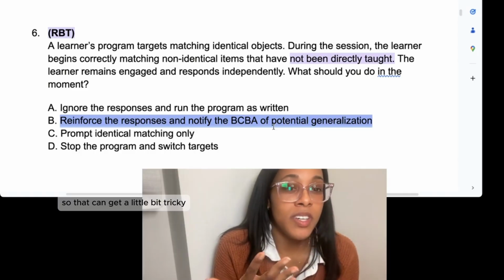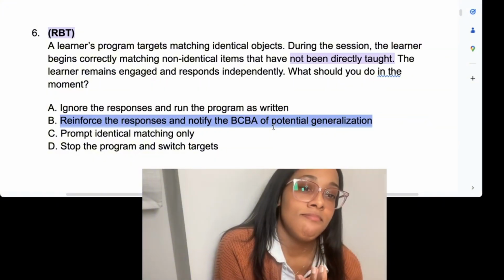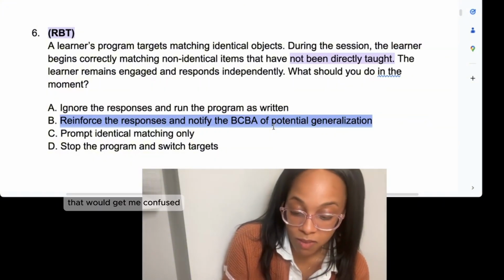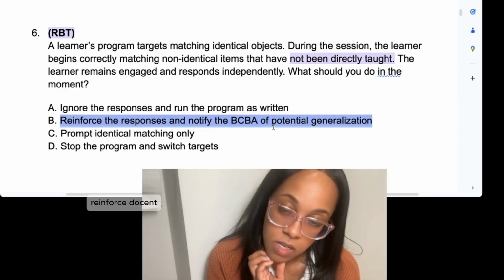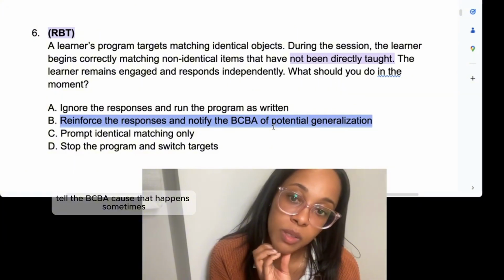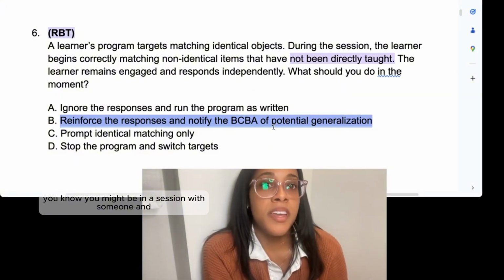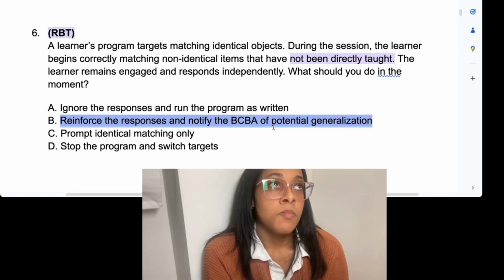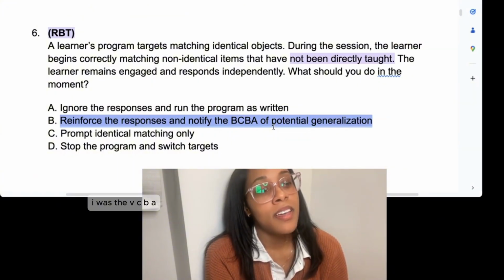So that can get a little bit tricky. Even for me, thinking about that as a BCBA, I'm like, that would get me confused. Reinforce, document, tell the BCBA. Because that happens sometimes, you might be in a session with someone and, I don't know, I was working with, I was the BCBA. No, that's not a good example.